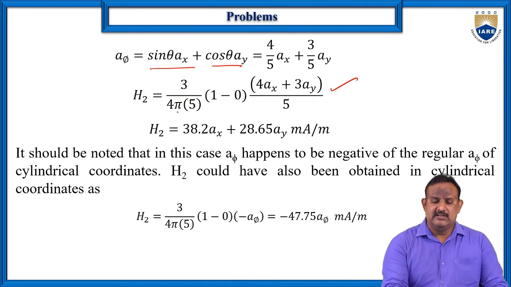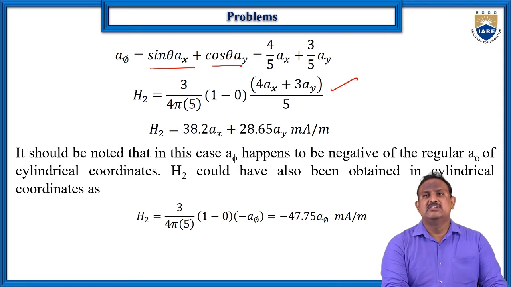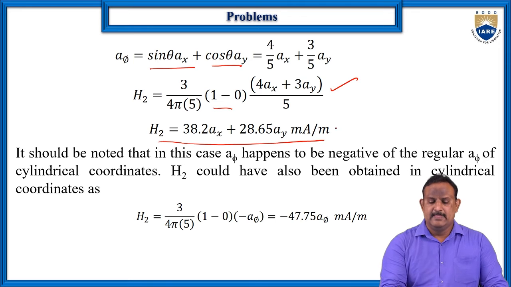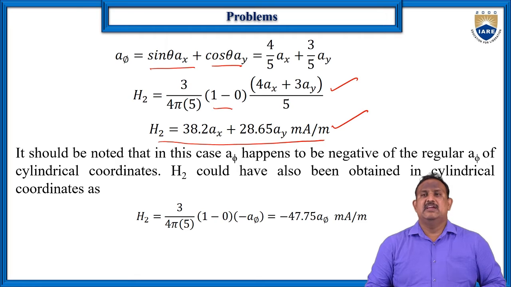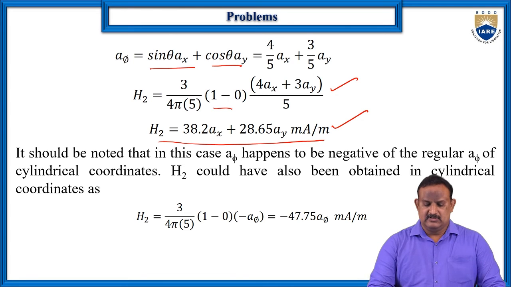And if you substitute in the expression, H2 equal to, the current is given as I equal to 3 amps, 3 by 4 pi into rho is 5, into cos alpha 2 is 0 minus cos alpha 1 is 90 degrees. Therefore, 1 minus 0 into (4ax plus 3ay) by 5. Therefore, the magnetic field intensity is 32.2 ax plus 28.65 ay milliamps per meter. So, this is the magnetic field along the x direction.